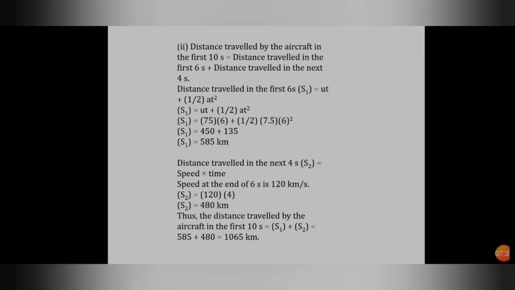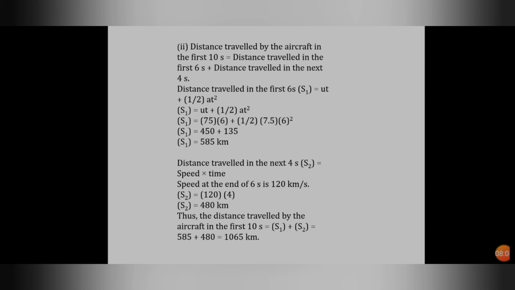Now to find the distance traveled, I am using formula S is equal to ut plus half at square. So I have to find 3 distances in this. So first distance is when the body is accelerating, that time we get S is equal to 75 into 6 plus half into 7.5, the acceleration, into 6 square. So I get 450 plus 135, that is 585 kilometers.